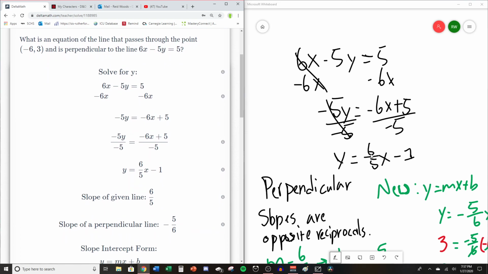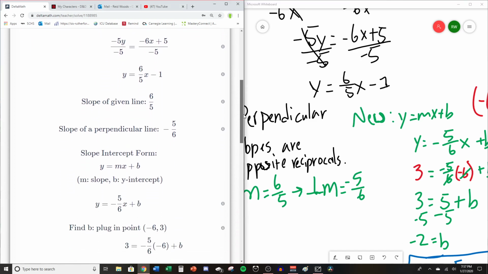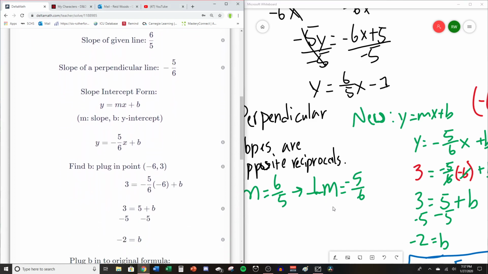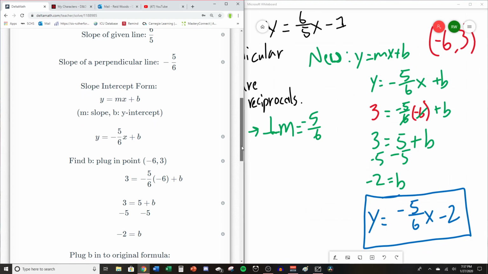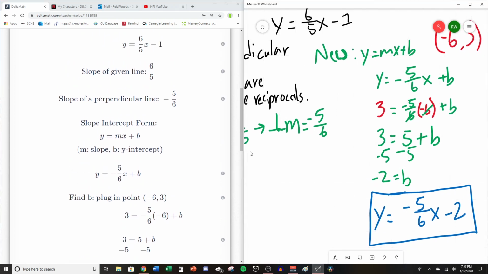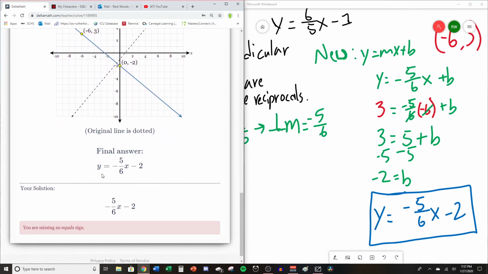Flip the line to 6/5, so I have that. Reciprocal's -5/6. Plug that in. I have exactly what they have. Maybe I just typed it in wrong. Oh, I forgot the y equals. That's why you're missing the equals sign. No biggie. So the work was right, just forgot the y equals. Don't forget your y equals. This is what your answer should look like, the blue. Keep the y equals in there. Okay.